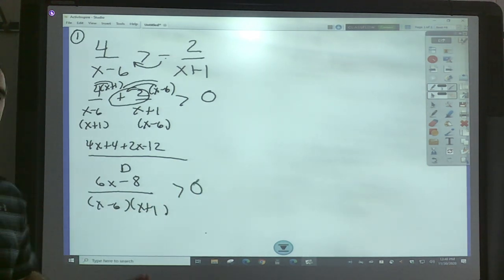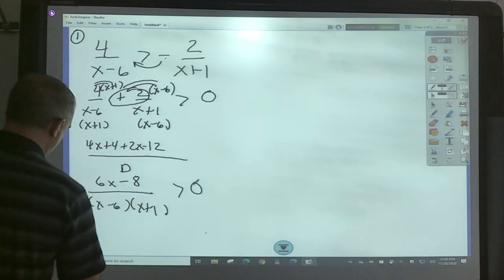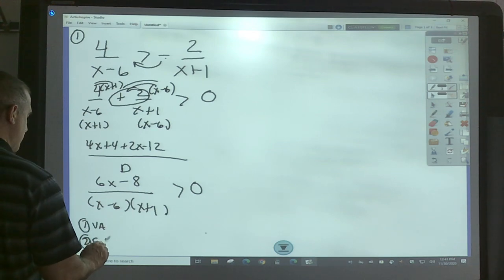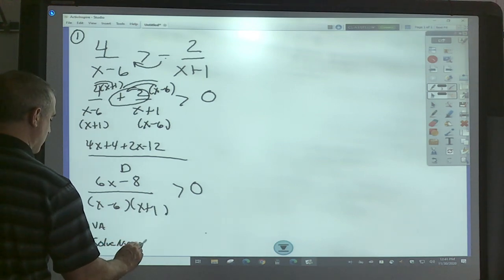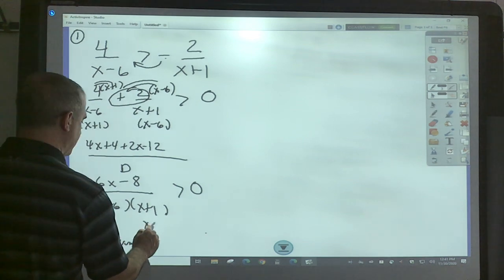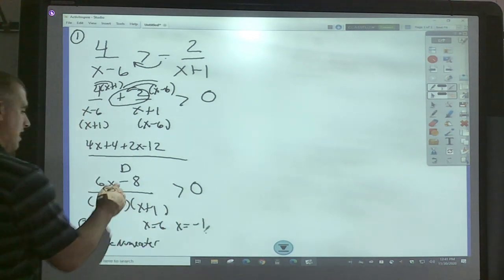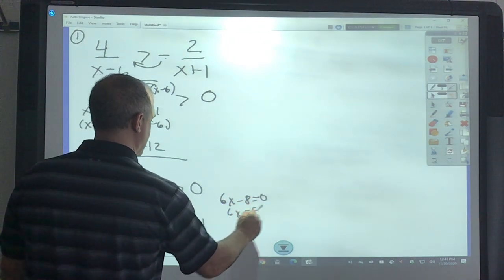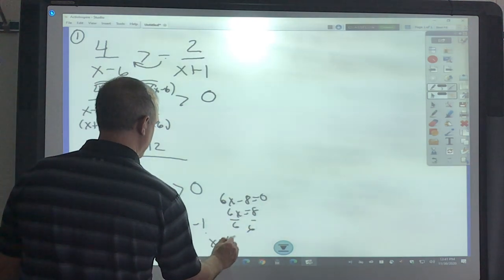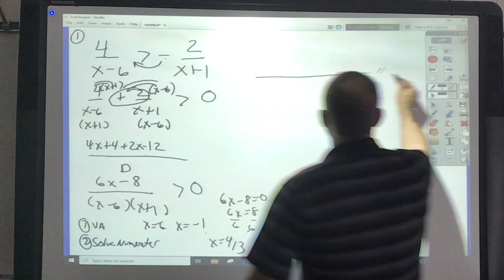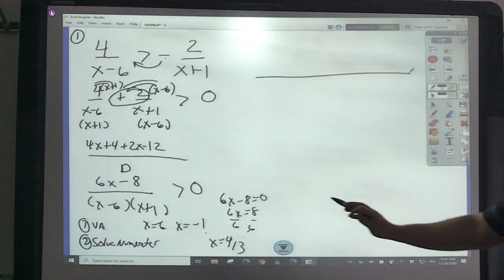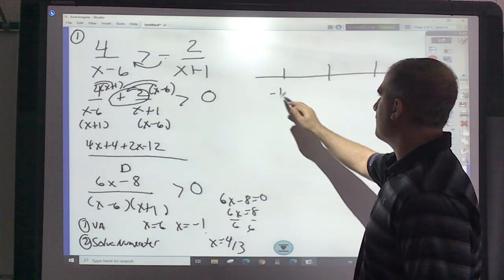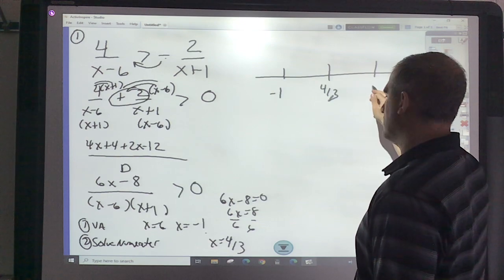Now, at this point, we want some key things. We want our vertical asymptotes, and we want to solve the numerator. My vertical asymptotes would be at x equals 6 and x equals negative 1. If I solve the numerator, 6x equals 8, divide by 6, x equals 4/3. Now I'm going to put all those numbers on a number line from smallest to biggest: negative 1, 4/3, and 6.